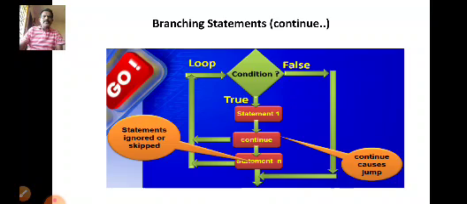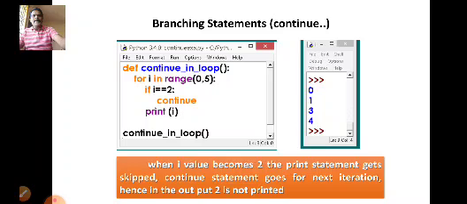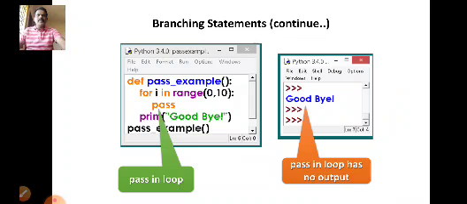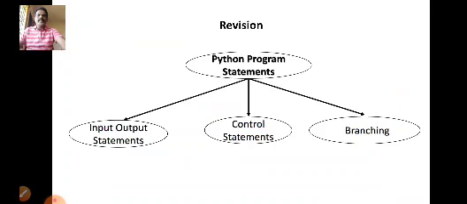Here is another unconditional statement, the pass statement: for i in range(0, 10), pass, then print goodbye, by using the pass statement. Here is an example for the continue statement and the pass statement.